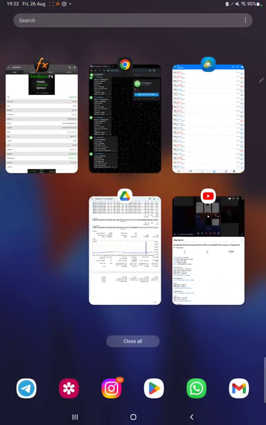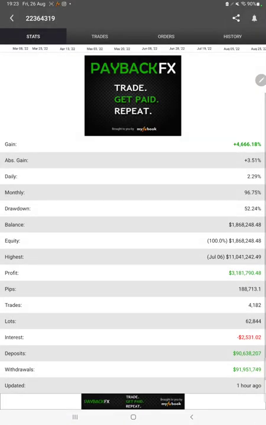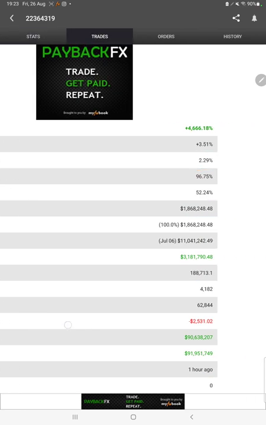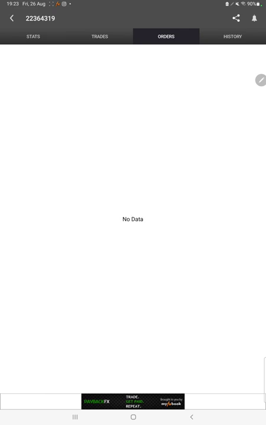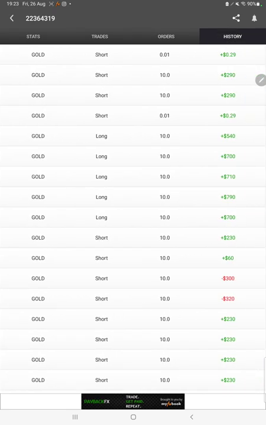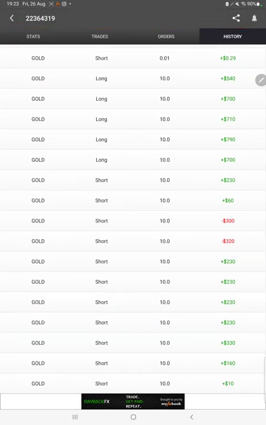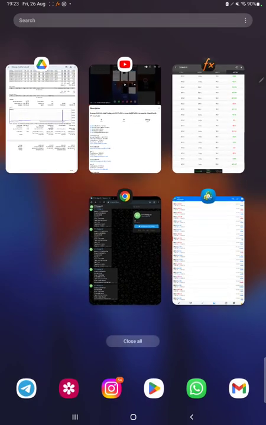Also the same strategy is available on MyFxBook, so we can check the statistics like total percentage of gain, absolute gain, daily return, monthly return, drawdown, current balance, equity, and profit pips that we have achieved, and 1 hour ago it was updated. We can also see the open trades here, verify the pending orders, and in history we can see how much profit and loss we have made, how much profit we have booked on each lot size that we have taken. So whether it is buy or sell, how many lots traded, complete details are available.